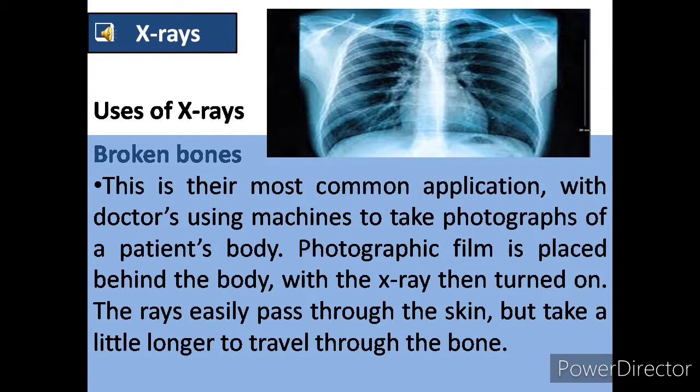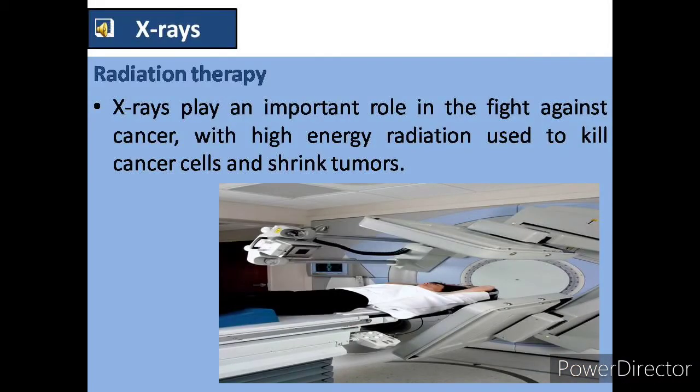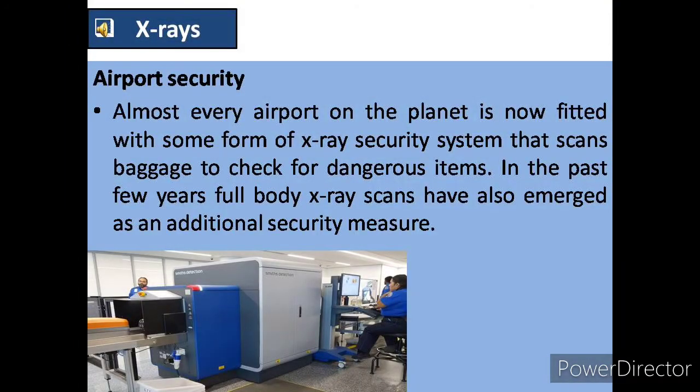With a doctor using a machine to take photographs of the patient's body, photographic film is placed behind the body with the X-ray then turned on. The rays easily pass through the skin but take a little longer to travel through the bone. X-ray is also used for radiation therapy. X-rays play an important role in the fight against cancer, with high energy radiation used to kill cancer cells and shrink tumors.